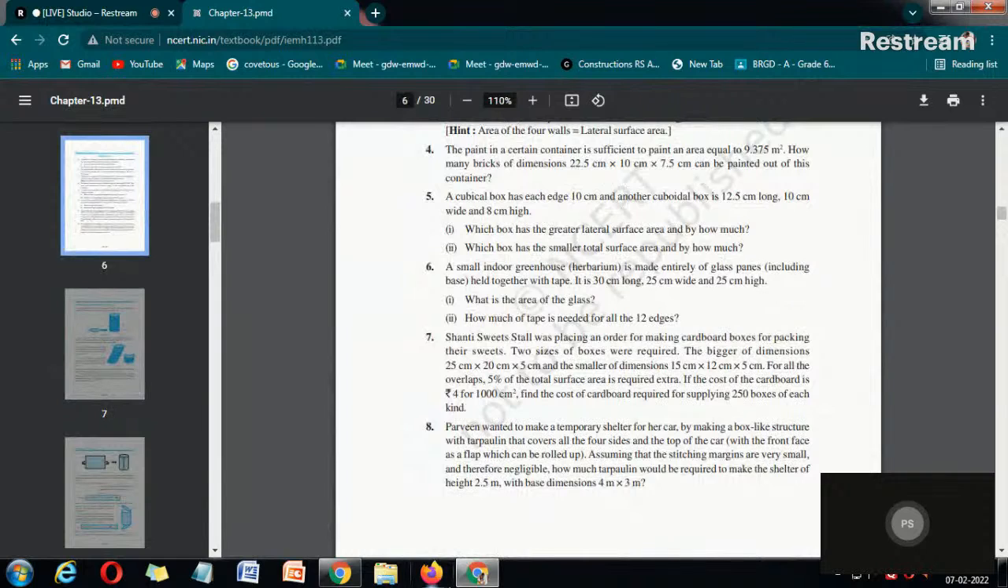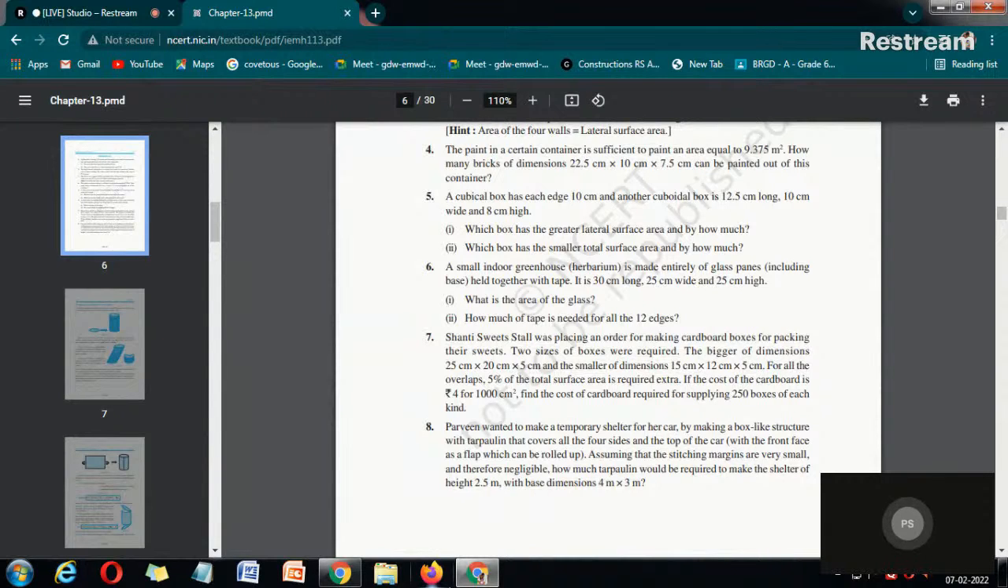Praveen wanted to make a temporary shelter for her car by making a box-like structure with tarpaulin that covers all four sides and the top of the car. So you are talking about all four sides here. And what are they saying? And the top of the car. Assuming that the stitching margins are very small and therefore negligible, what would be the required shelter height?